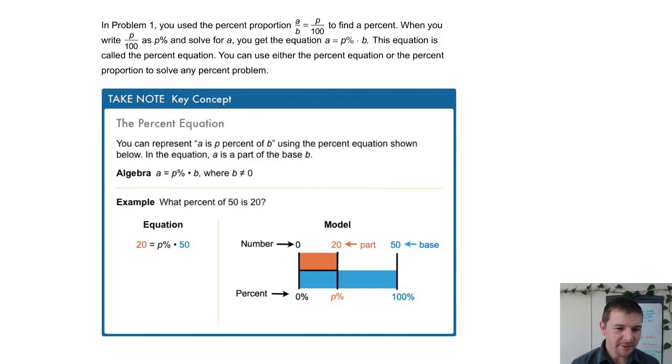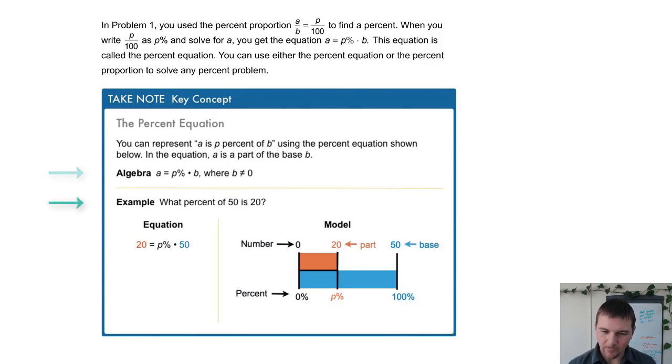Very much like a formula or proportions that we're used to working with in the past. So another key concept, the percent equation. Boy, this one would look nice in your notes right next to the percent proportion. You can represent A is P percent of B using the percent equation shown below. In the equation, A is part of the base B, so very similar to what we're used to. A equals P percent times B, where B cannot equal 0.